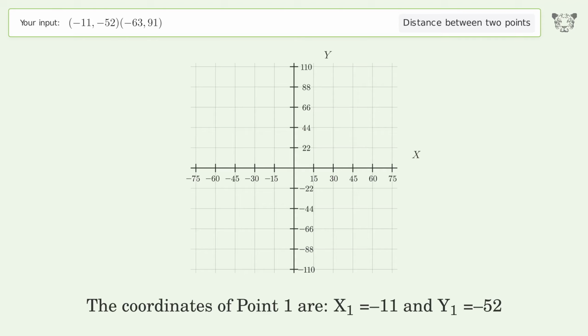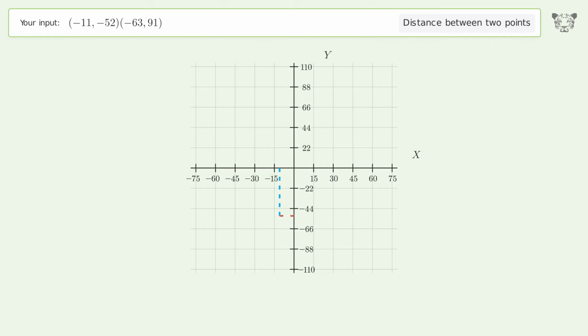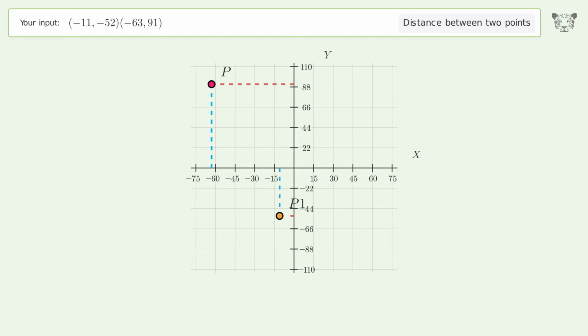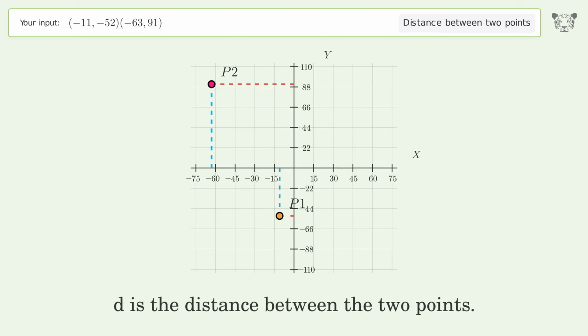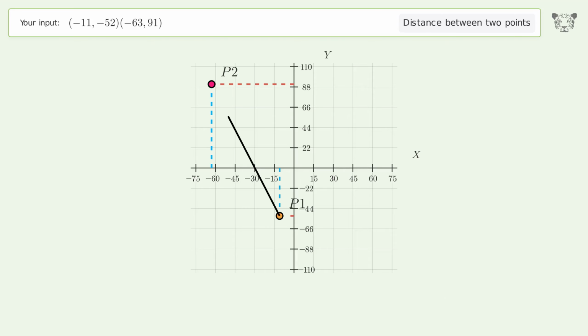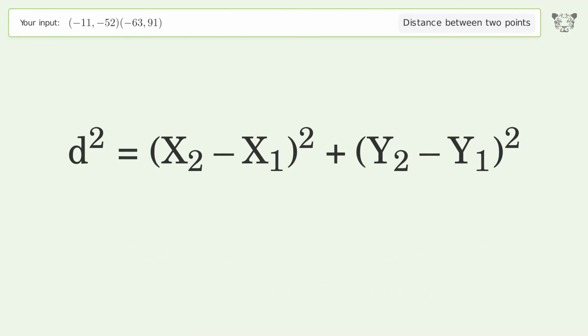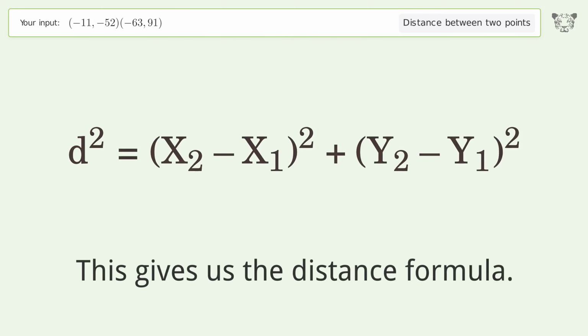The coordinates of point 1 are x1 equals -11 and y1 equals -52. The coordinates of point 2 are x2 equals -63 and y2 equals 91. D is the distance between the 2 points. First, take the square root of both sides of the Pythagorean theorem. This gives us the distance formula.